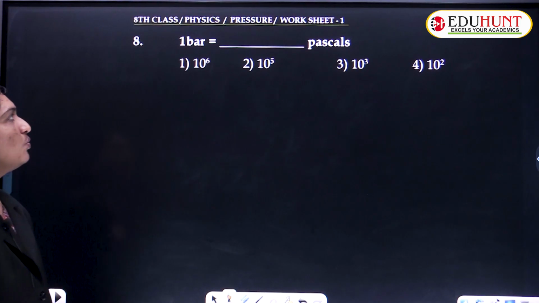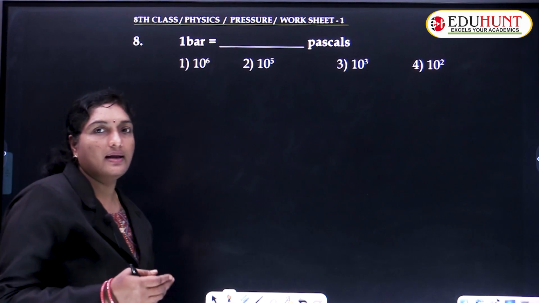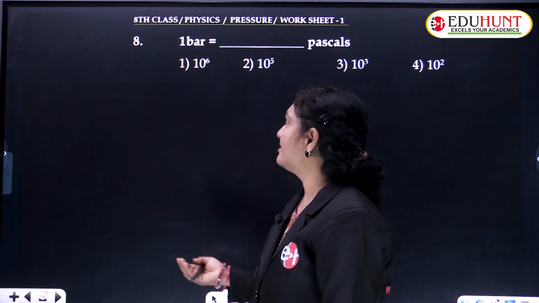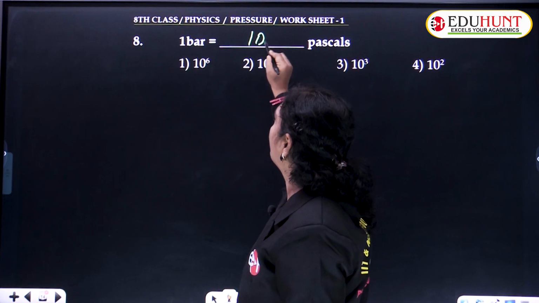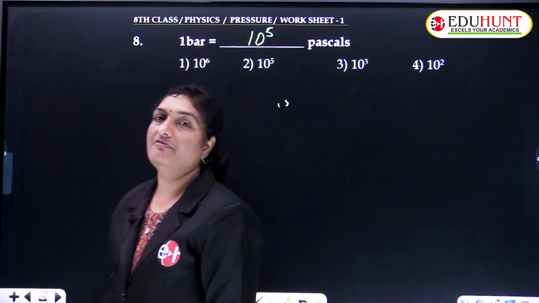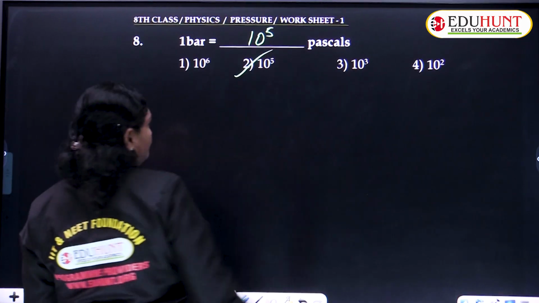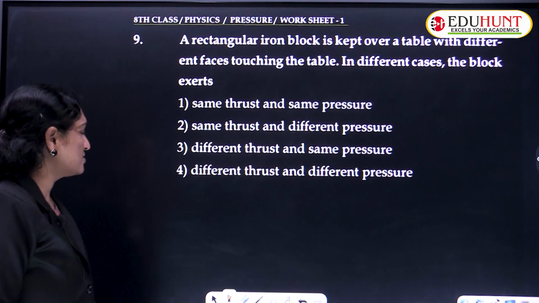Question number 8. 1 bar is equal to... I told you children, bar is another unit of pressure, and the relation between 1 bar and pascals is 10 power 5 pascals. So 1 bar is equal to 10 power 5 pascals, and the correct option here is option 2. So moving ahead with the 9th question, children.